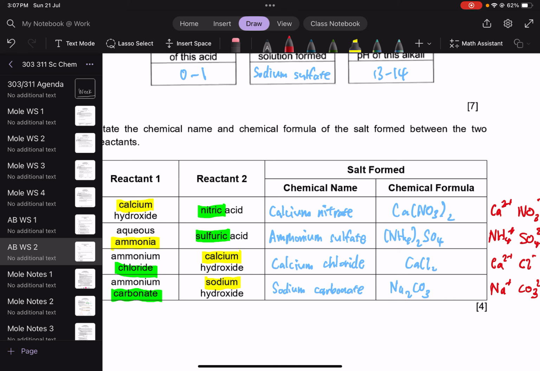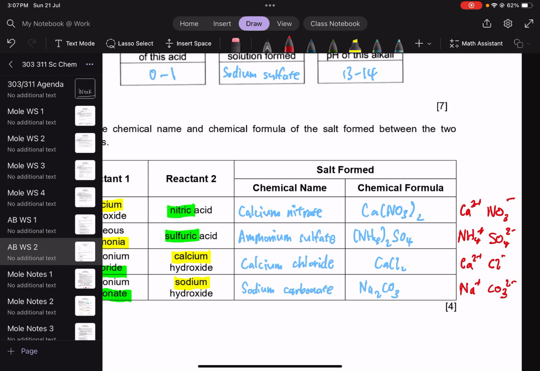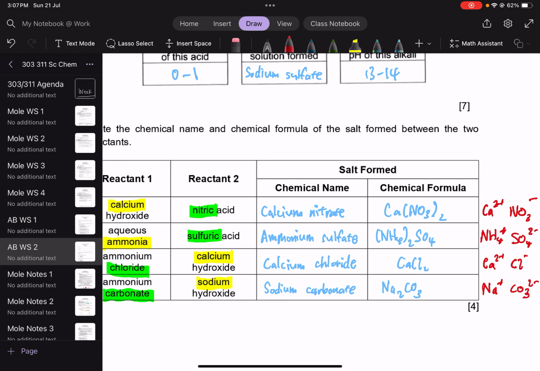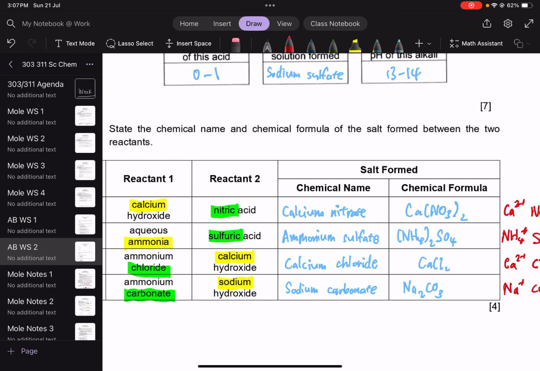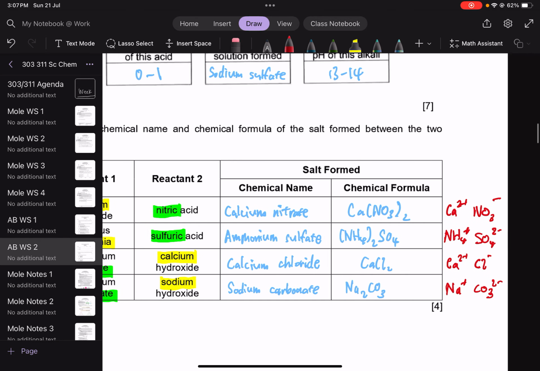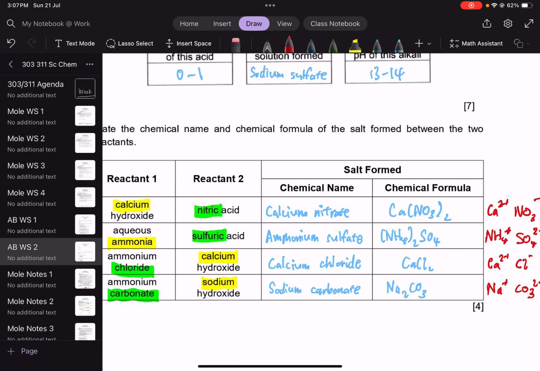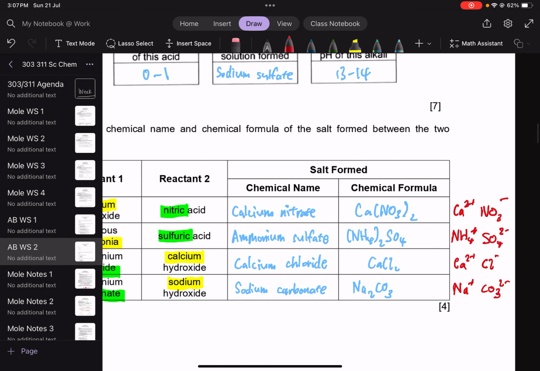The reaction between ammonium chloride and calcium hydroxide will form the salt calcium chloride. Then again, with Ca2+ and Cl-, you should be able to deduce that the chemical formula is CaCl2. Ammonium carbonate will also react with sodium hydroxide to form the salt sodium carbonate. And then again, the 2 ions that are responsible are Na+ and CO3 2-. Therefore, you will form sodium carbonate, Na2CO3.